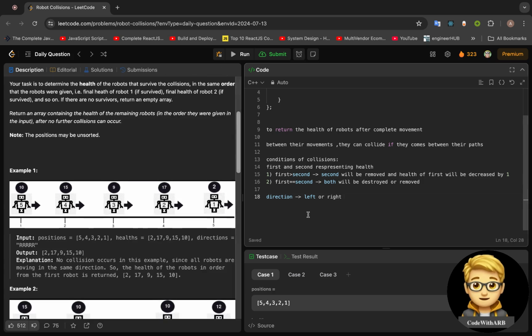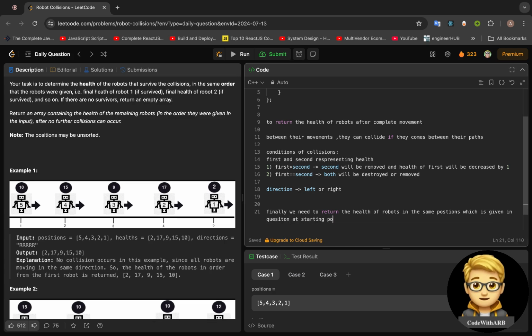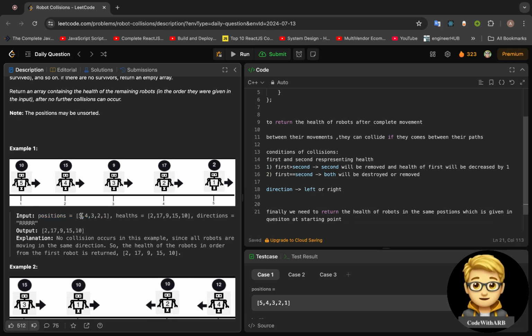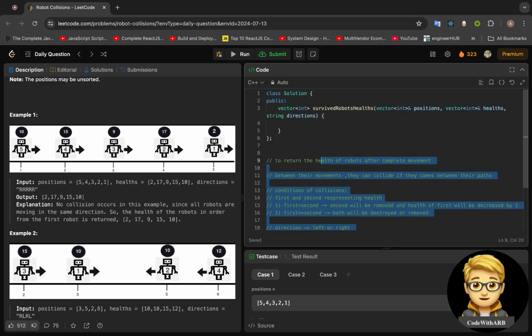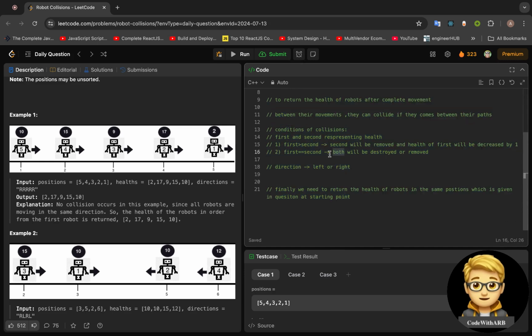Finally, we need to return the health of the robots at the same positions which are given in the question, at the starting point. If you see here, we are given positions for each robot. The first robot is at 5, the second is at 4, the third is at 3, and that's how the positions are given. Health is also given for each robot, and direction is given as a string for each robot, telling in which direction they are moving. So this is the basic question we understood. We saw the conditions of collisions and we will remember them. We also see that they are moving only in left and right directions.